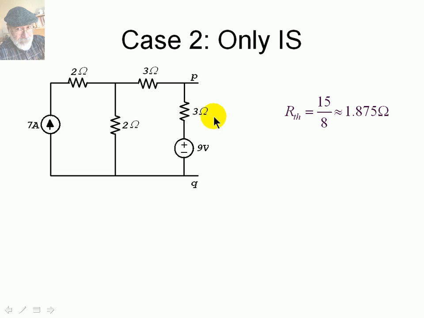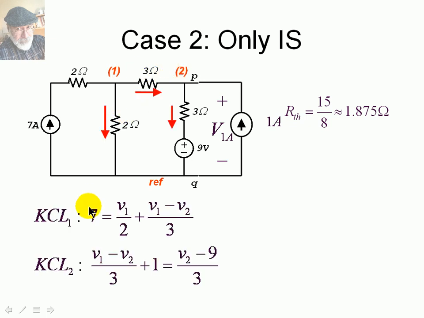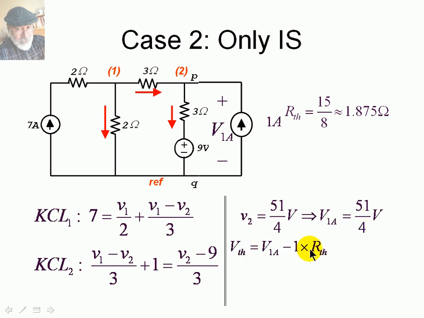How? 1 amp. We apply a 1 amp current source to the port, and a voltage V1A will appear. We need to compute it. How? M&A, reference nodes 1 and 2, branch currents, equations, solve them, and we find V2. This voltage, which is V1A, is 51/4 volts. But Vthevenin, in this case where we have only independent sources, is V1A minus the value of our Thevenin. That is approximately 10.88 volts.